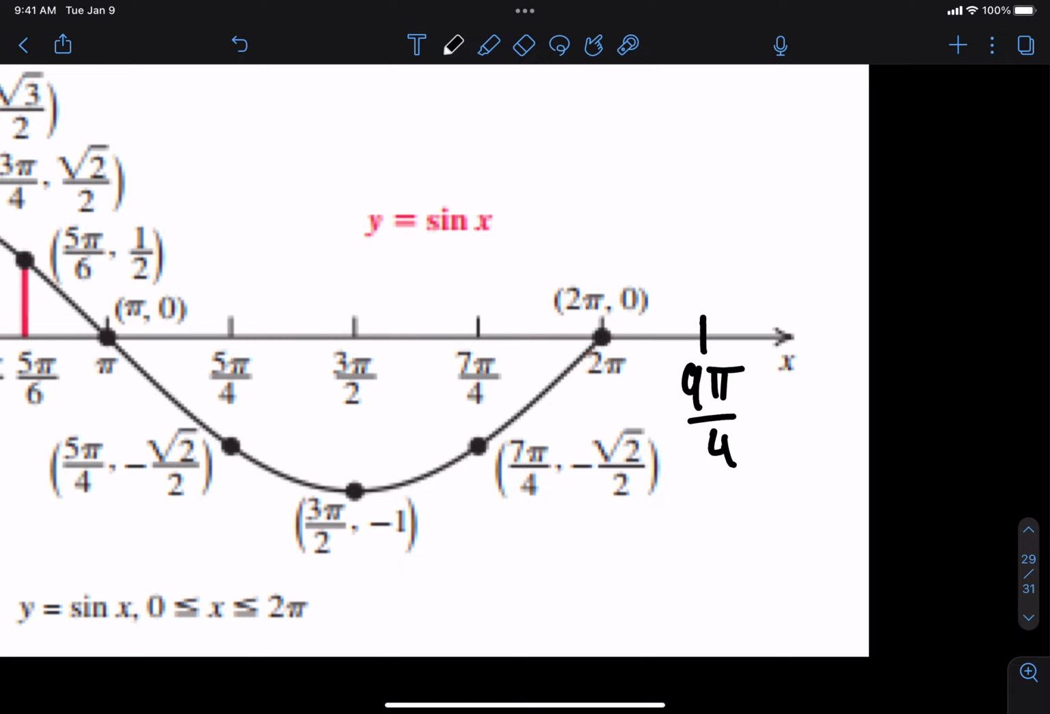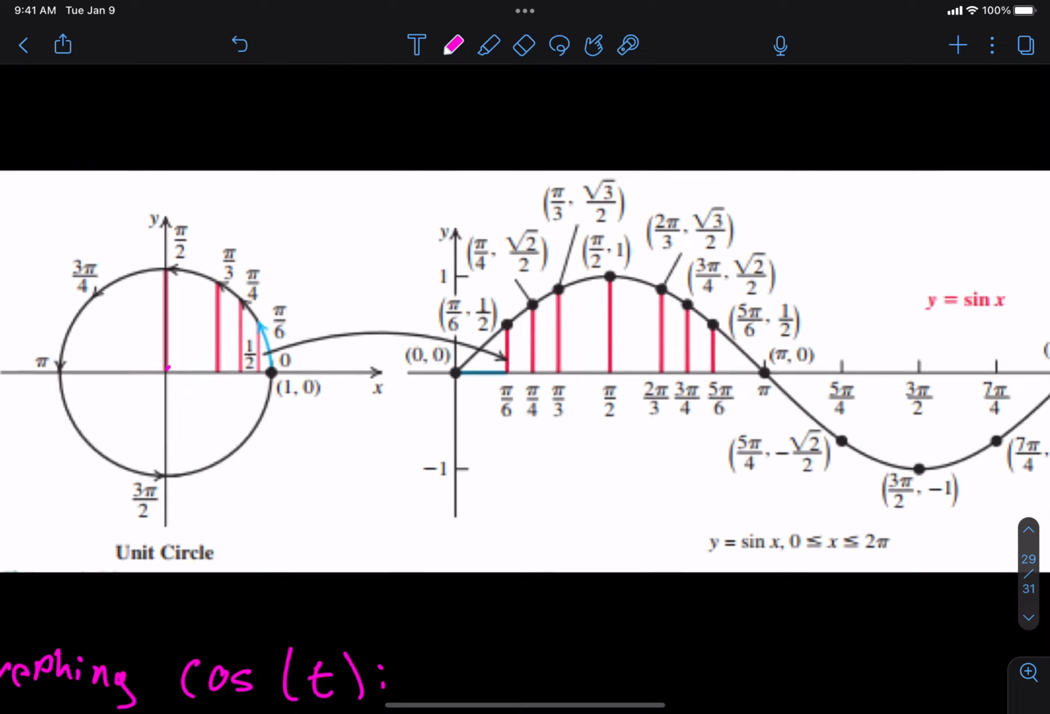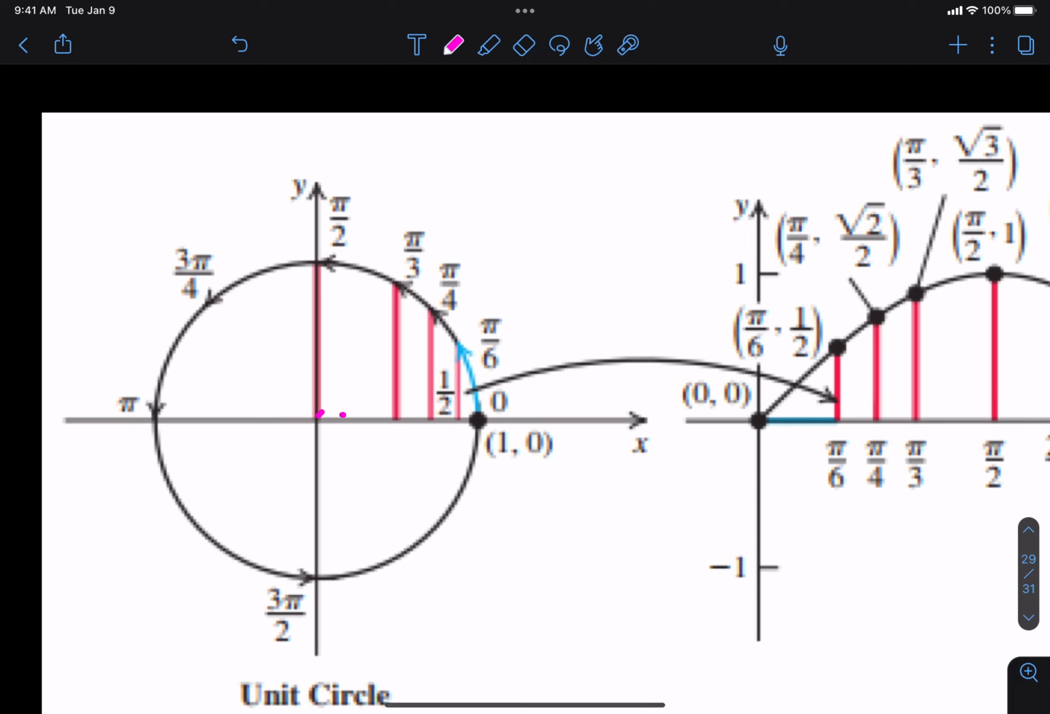This would be 9 pi over 4. What would that angle look like? 9 pi over 4 would be 2 pi plus an additional pi over 4, right? So 2 pi would get us all the way around, and then an additional pi over 4 will take us to here, right? So let me do this in pink. So 9 pi over 4, what would it look like? It would look like this, yes? And we would point right there, okay?